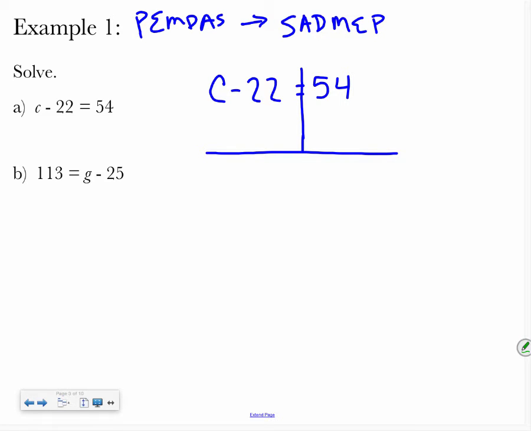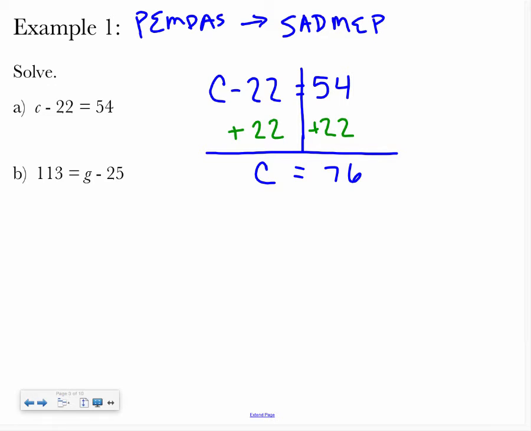We want to get c by itself. So what we can do is move the 22 to the other side. That means in order to go from negative 22, we want that to become a 0. So we have to do the opposite of subtract. We have to add. So if I add 22 on the left side, you can see that the right side of the t looks a little lonely. So we're going to add the same thing over there. Now we're left with a c on the left-hand side because negative 22 plus 22 brings us to 0. And then we have 54 plus 22, which is 76. So 76 should be our answer.